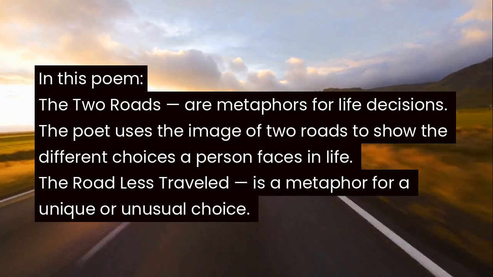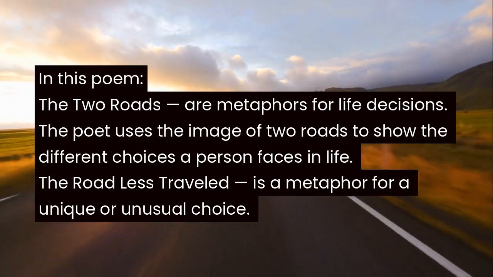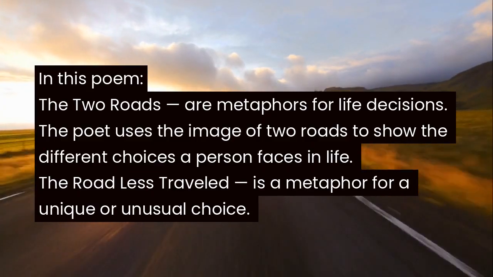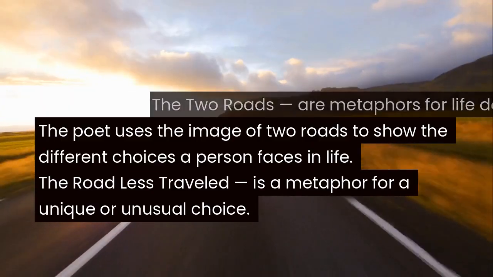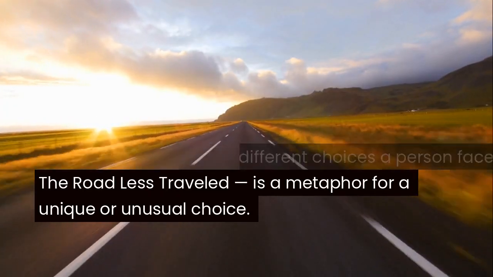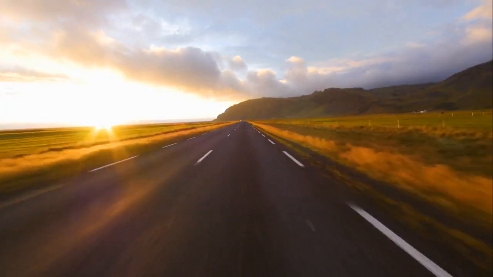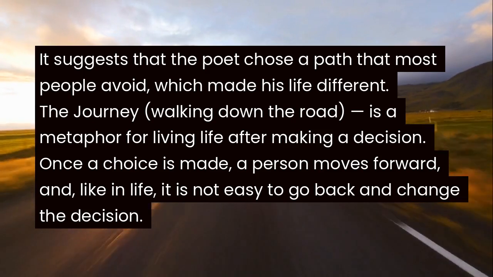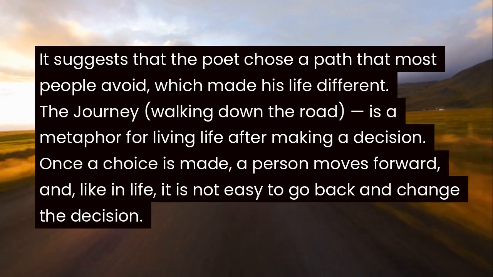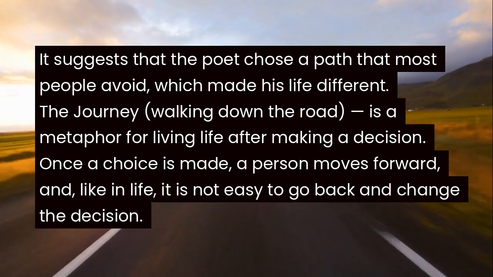The poet uses the image of two roads to show the different choices a person faces in life. The road less traveled is a metaphor for a unique or unusual choice. It suggests that the poet chose a path that most people avoid, which made his life different.